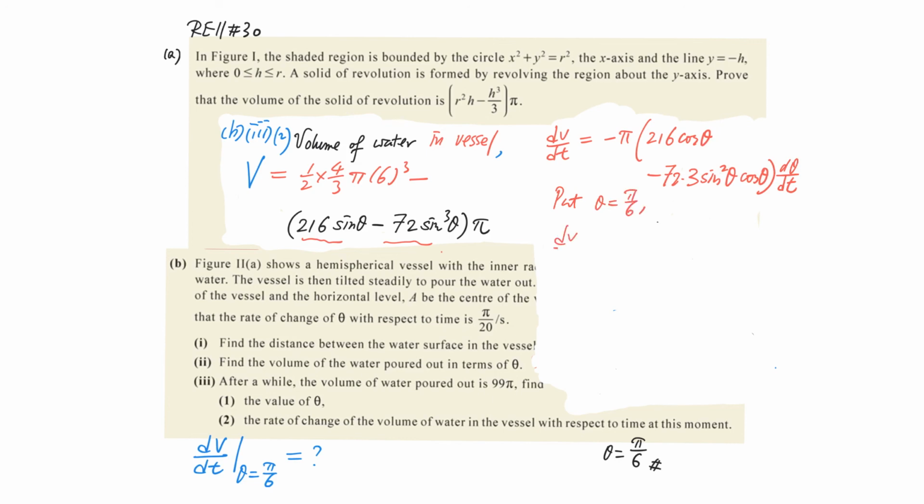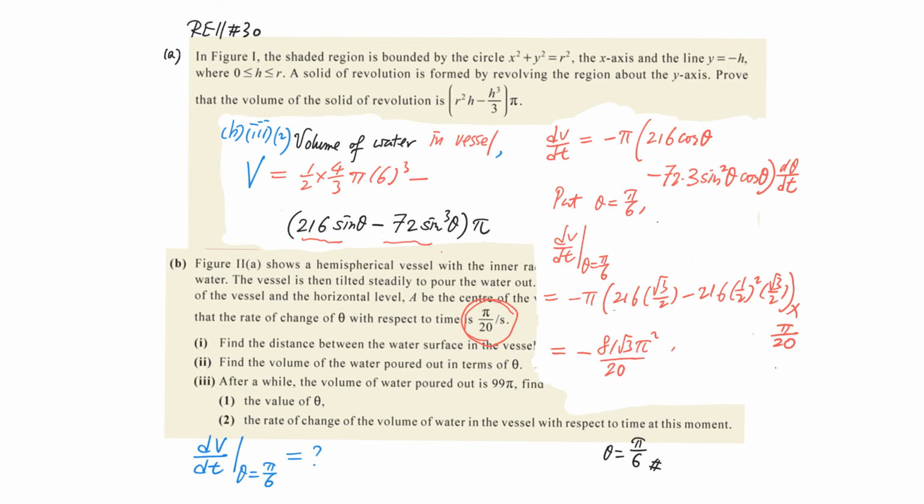Then what we need to find out is this, equals negative pi times [216 cosine theta, which is root 3 over 2, and then minus 216 sine squared, that is 1 over 2 squared, and then root 3 over 6], and then multiply everything by d theta/dt, which is given here. So multiply pi over 20. Okay, hopefully you get the correct answer. Don't forget the unit, per second.